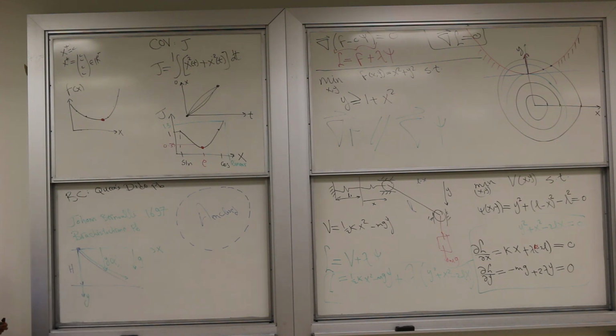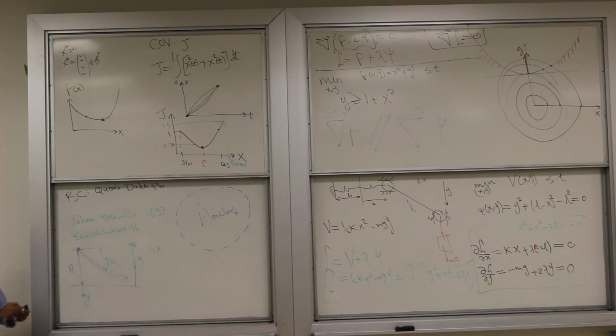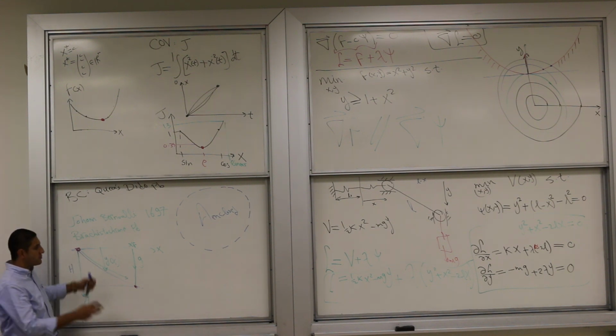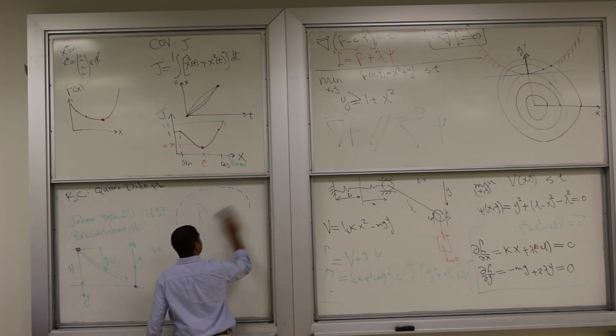Okay? Is x final known? Yes. In other words, I need to connect these two points. How can I connect these two points? What's the shape of the connecting curve that results in minimum time? Let's formulate this problem because we know how to formulate it. Let's do it. It's very easy.